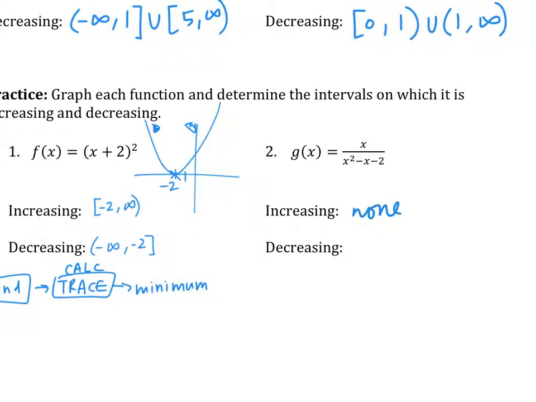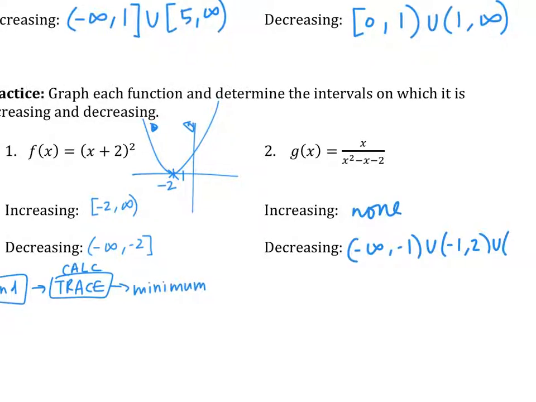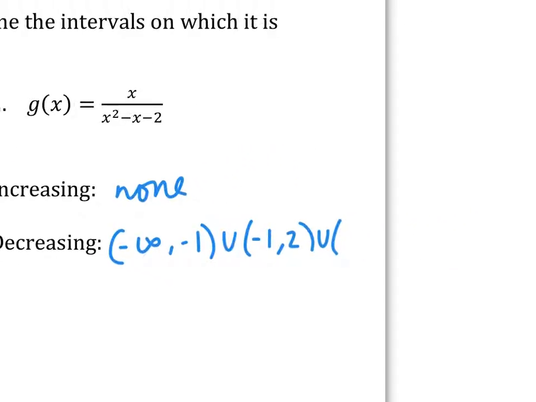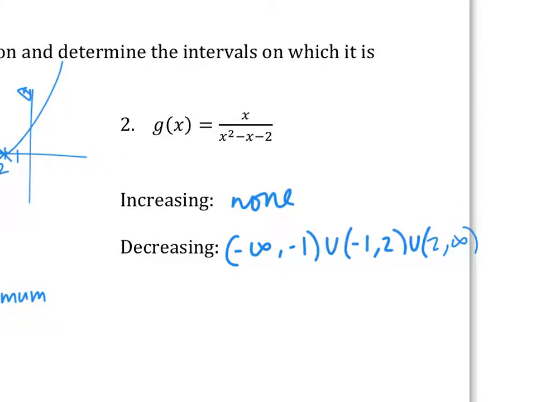Okay, number 2, increasing, there's nothing. Nothing is increasing. Decreasing is -infinity to -1, -1 to 2, and then 2 to infinity. How can you tell it's -1 and 2? You can always tell because your graph and your equation has to match.